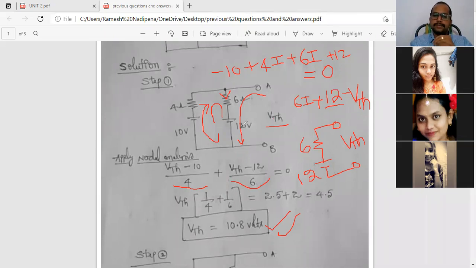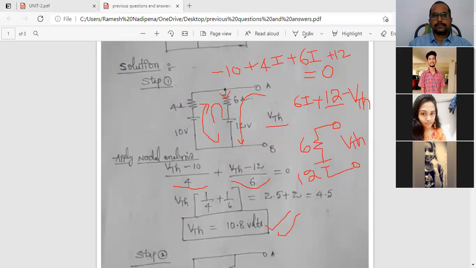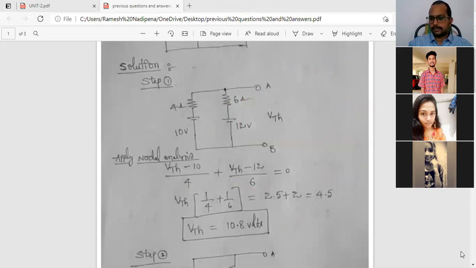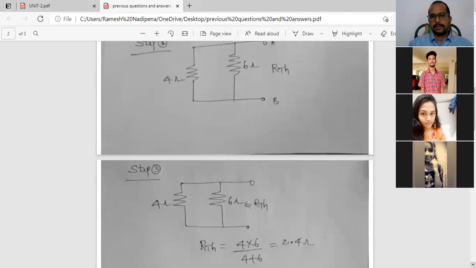Find RTH. This is step number 2. Replace the independent sources with their internal resistances. If any voltage source is there, short circuit. So here a voltage source is there, that's a short circuit. Here also a voltage source is there, short circuit. They are short circuited.